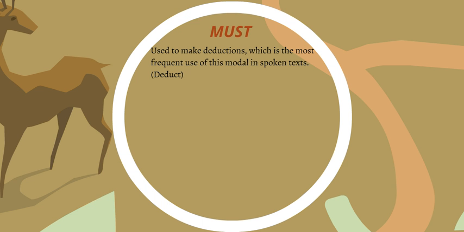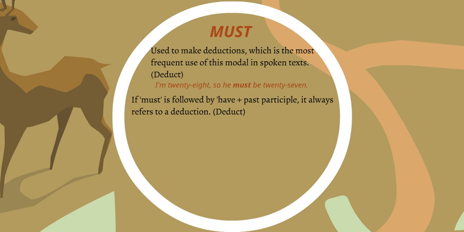Its most frequent use is to make deductions, okay, especially in spoken text. I'm 28, so he must be 27. He's a year younger than me. Yes, he must be 27. Okay, so you're making a logical deduction here. And again, this is most likely in a spoken context.